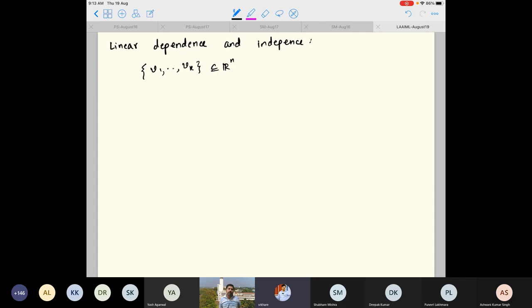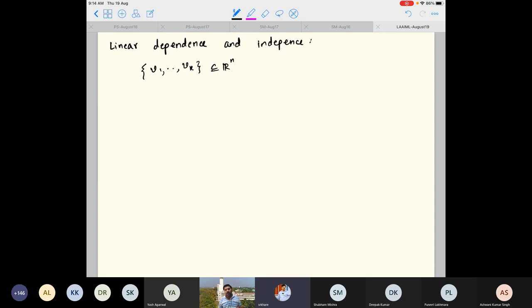You can take it further and define non-linear dependence. There will exist a function f such that f of v1, v2, ..., vk is equal to 0. That is a kind of generalization of linear dependence. This is really very important: linear dependence and independence.